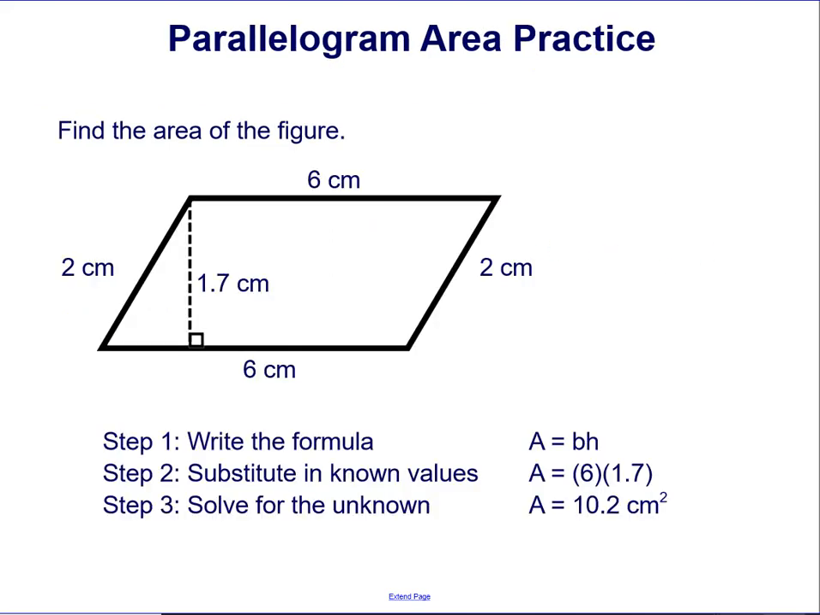Here is our first example. Find the area of the figure. Step 1, write the formula. Area equals base times height. Step 2, substitute in the known values. We have to be careful to pull the correct values from this picture. So our b, our base, is 6 centimeters, and our height, or h, is 1.7 centimeters. That is the measurement when we create the altitude to make the triangle. I substitute my values in, and then I solve for the area, and I get 10.2 centimeters squared.